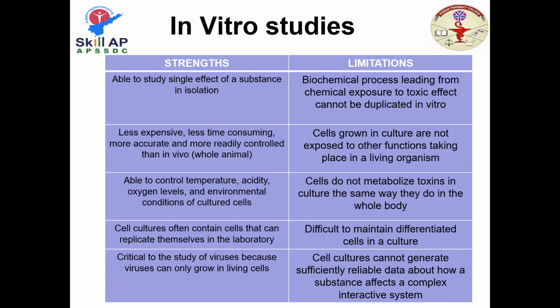So cell culture can't differentiate into different things, and cell cultures cannot generate sufficiently reliable data about how a substance affects a complex interactive system. If it is taken orally, it has to traverse n number of complex systems and organs. Such complex systems won't be there in in vitro studies. But it gives a basic idea. Our motto is whether it is curing the disease or not. If it is cancer, is it preventing cellular replication, cell division or not. That idea we will get initially from in vitro studies.